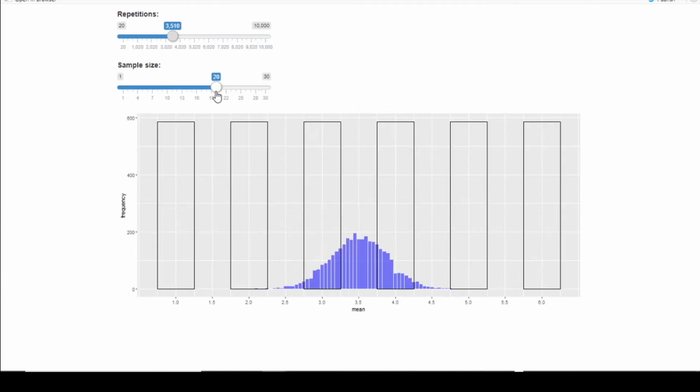Okay, so now I have 3,510 samples of size 20, and for each of these samples I calculated the sample mean, and the sampling distribution of these sample means is given in the blue. And again, you will see that the mean of the sampling distribution is the same as the mean of the population, 3.5. But the important thing to note here is now that the variance of the sampling distribution dramatically decreased.